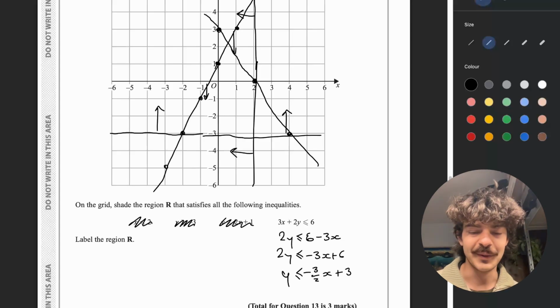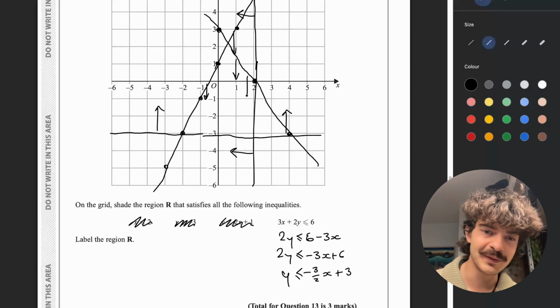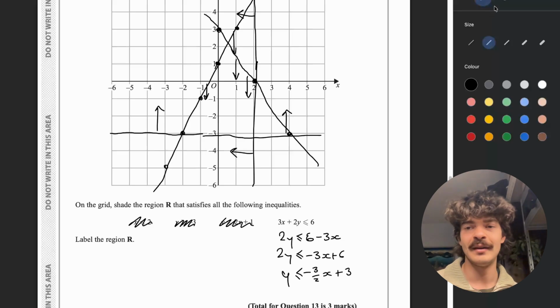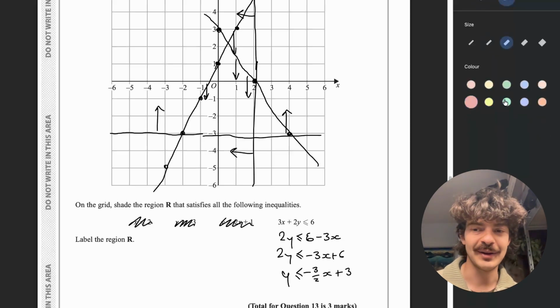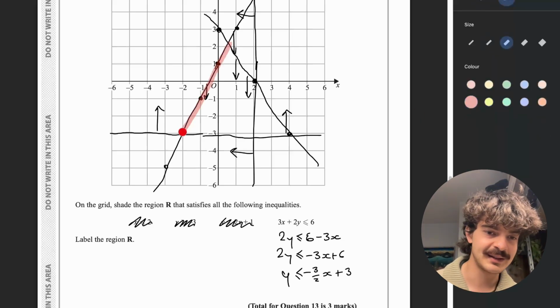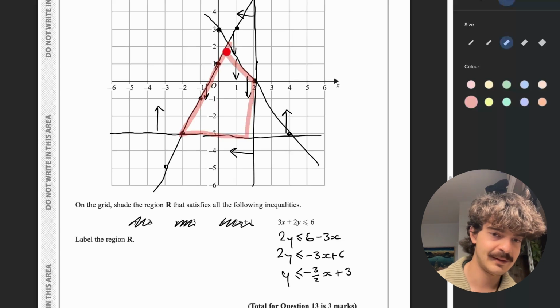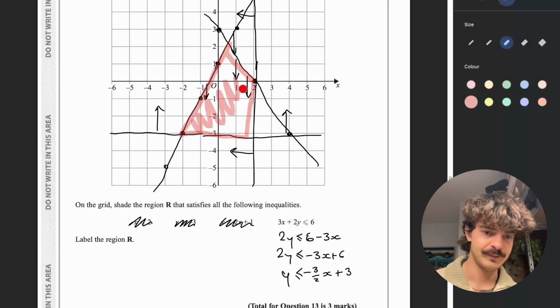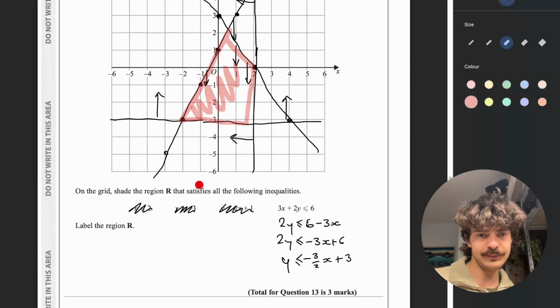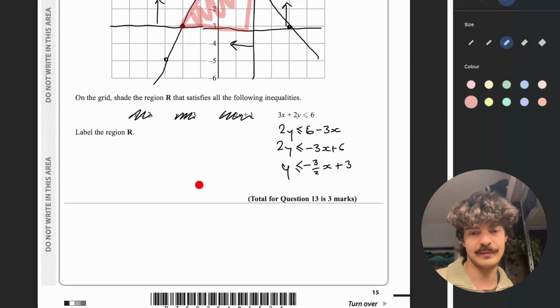Now, once again, we want to make sure that our y value is less than the line, which indicates that we want all of these y values down here. And this has got a little bit untidy, but our region that we're left with is this one in here. Cool. Nice.